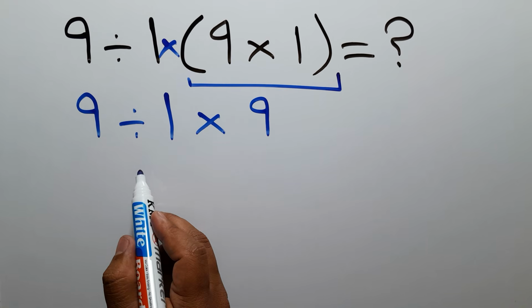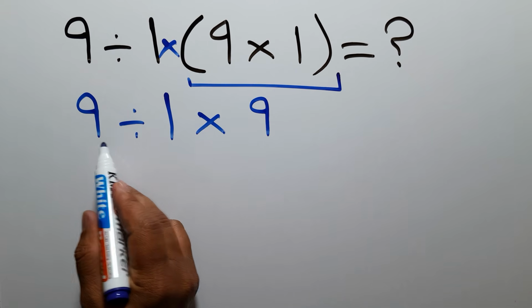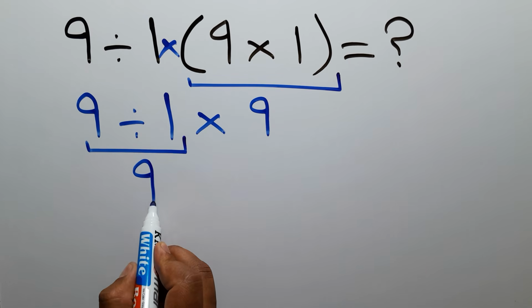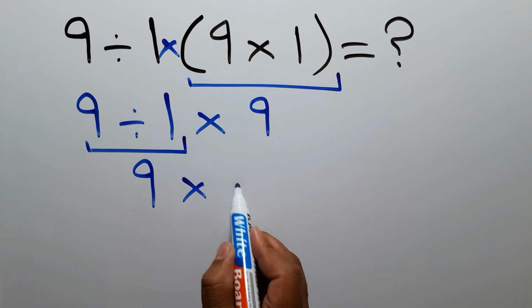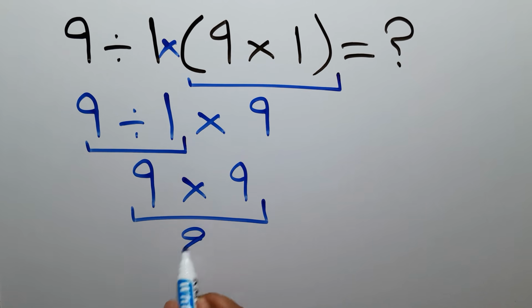Multiplication and division have equal priority and we have to go from left to right. So here first we have to do this division. 9 divided by 1 is just 9. So we have 9 times 9, which gives us 81. And this is our final answer to this problem.